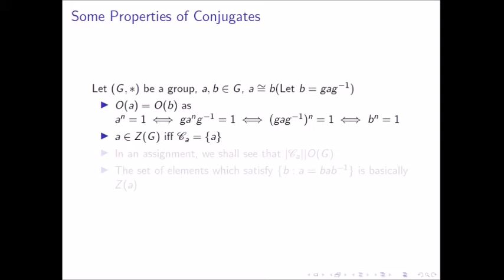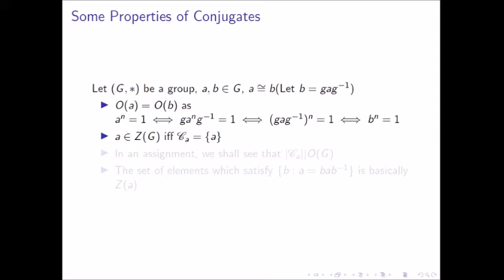Suppose A power n is equal to 1. That's if and only if gA power n g inverse is equal to 1. This is easy to see. But gA power n g inverse is basically gAg inverse whole power n, which is B. So A power n is equal to 1 if and only if B power n is equal to 1. Hence, their orders are the same. One is defined if the other is defined, and the orders, if defined, are the same.